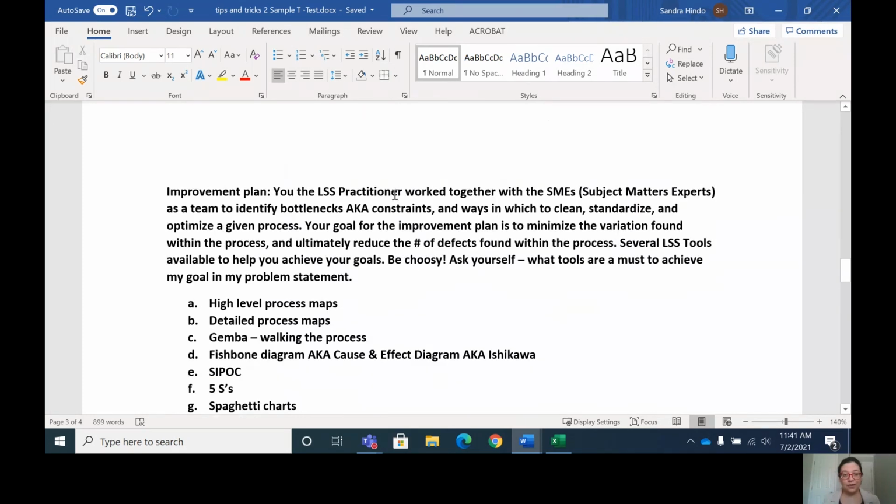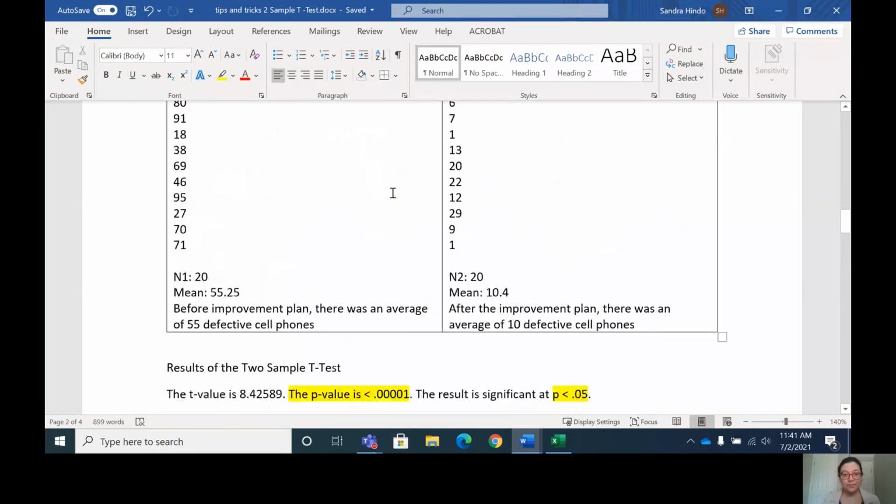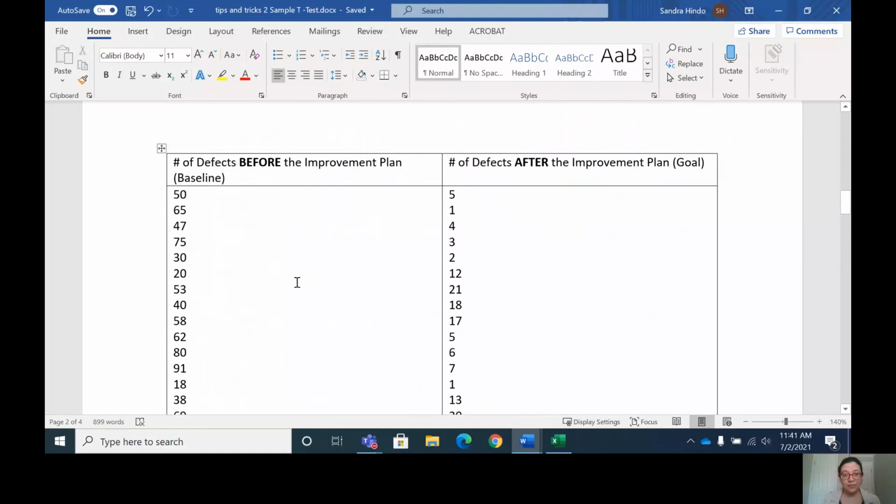Let's go back up here. Your first column, you're going to be inserting your data prior to implementing any improvement plan. And after you have this column, you're going to actually implement your improvement plan. I've seen it anywhere from 30 days of training your workforce on the new processes. And I've seen it anywhere from 60 days, 90 days.